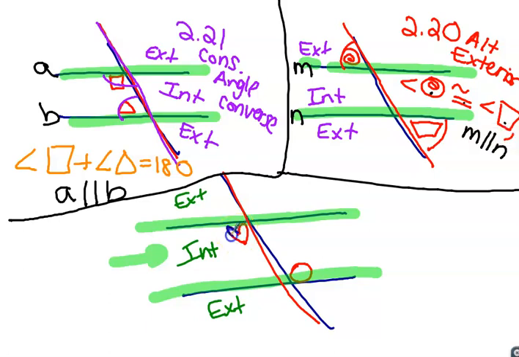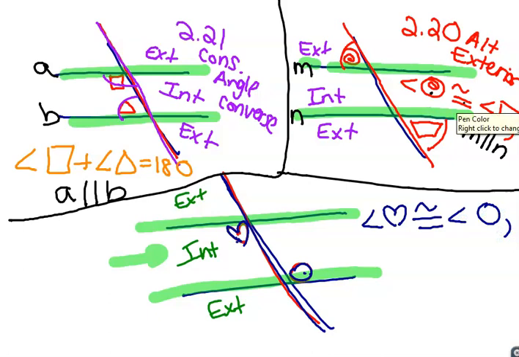All right, these two are on the inside. They're interior, but they're alternate. They're on different opposite sides of the transversal. Okay, so if angle heart is congruent to angle circle, what does that mean? That means that these two angles are congruent. So let's make this Y and Z. That means that Y is parallel to Z. All right, so getting more examples on how to solve this.